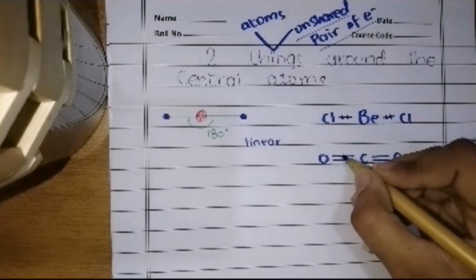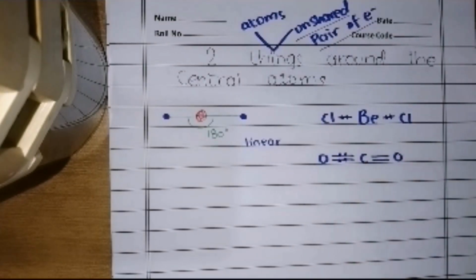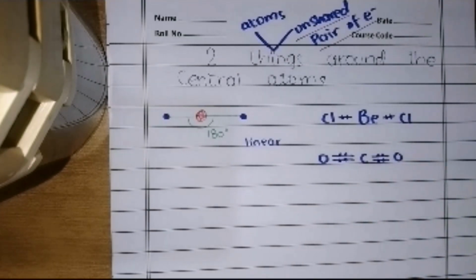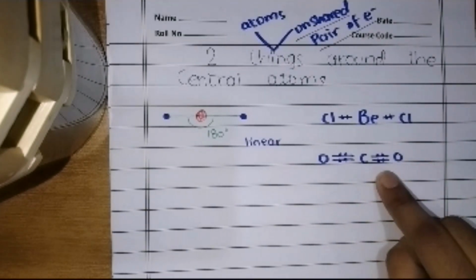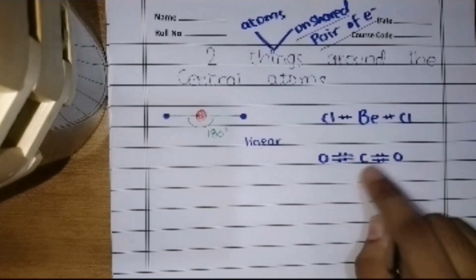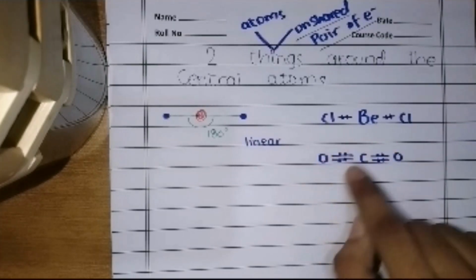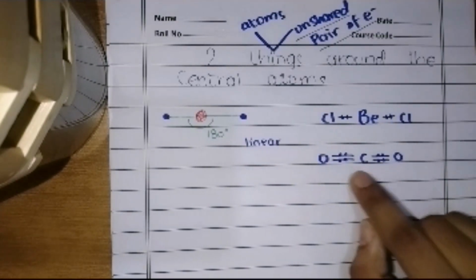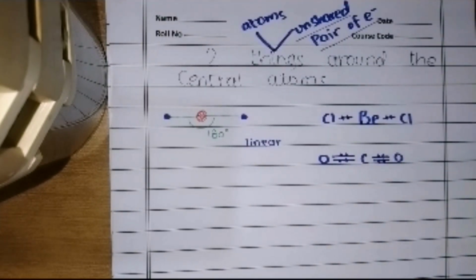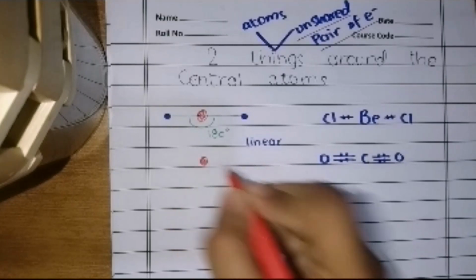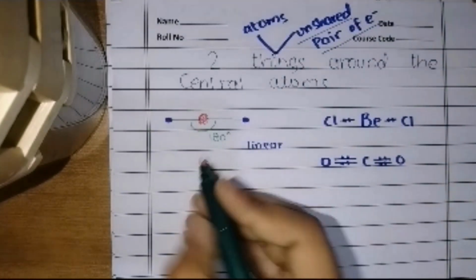As I talked earlier, these double bonds do not affect the geometry. These double bonds would work in a similar way as a single bond does. So there is no effect on the linear geometry of carbon dioxide as well. It would have a linear geometry and also it would have a 180 degree bond angle. So we will call this molecule a linear molecule.